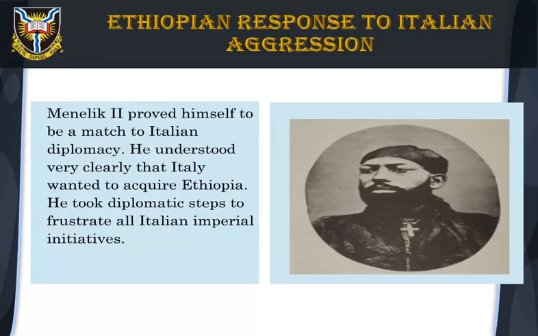Ethiopian response to Italian aggression. Menelik II proved himself to be a match to the Italian diplomacy. He understood very clearly that Italy wanted to acquire Ethiopia. He took diplomatic steps to frustrate all Italian imperial initiatives.